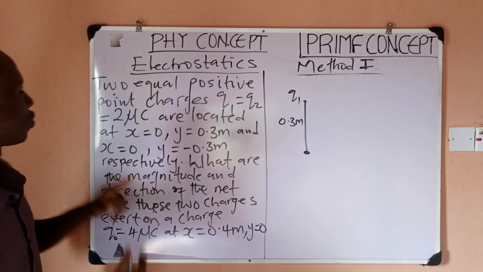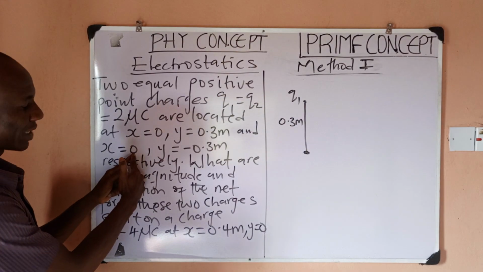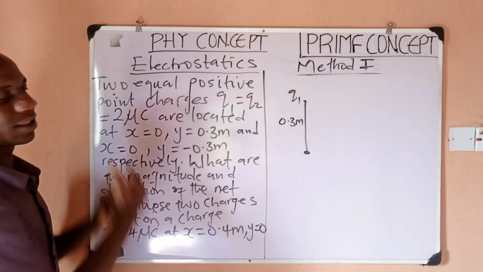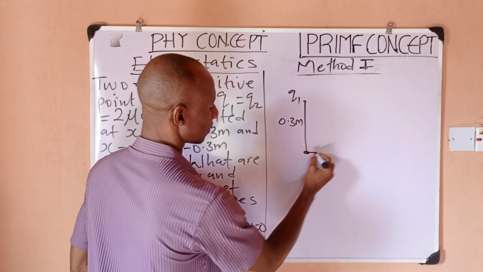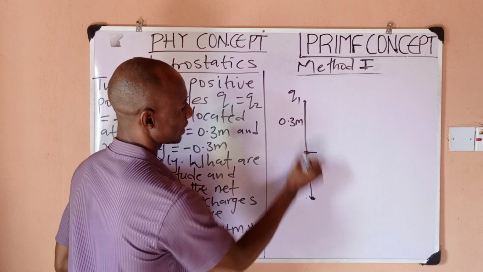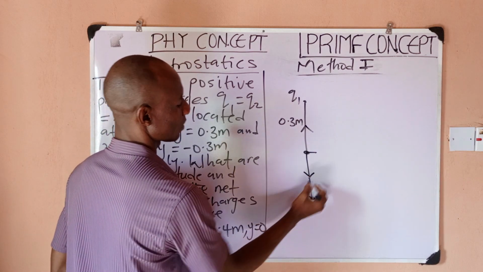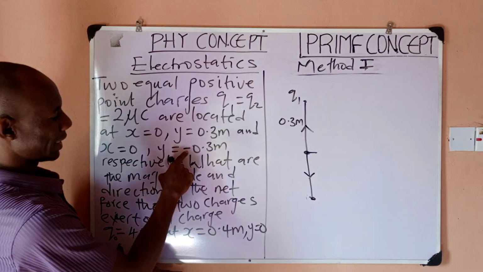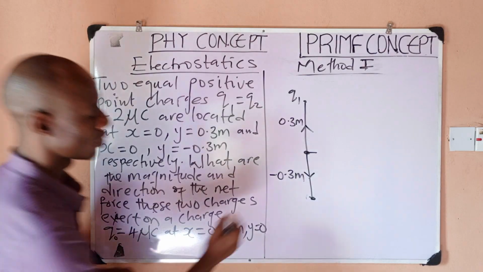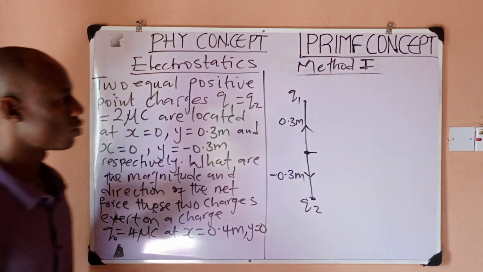Then they said Q2 is at x equals 0, still along the y-axis, but y equals minus, so the negative y-axis, which is down. So this is my negative y-axis, and minus 0.3 meters is what I have. So this is my Q2.